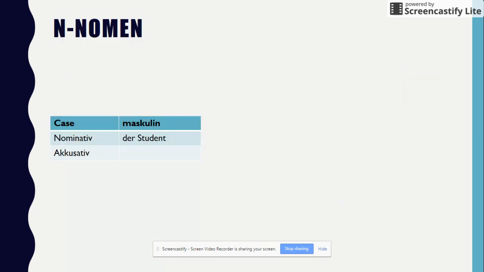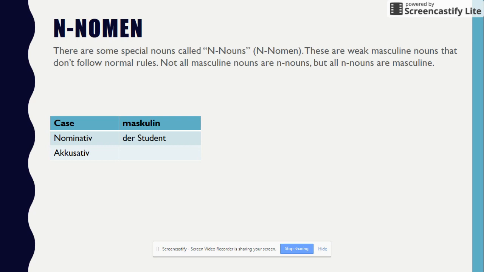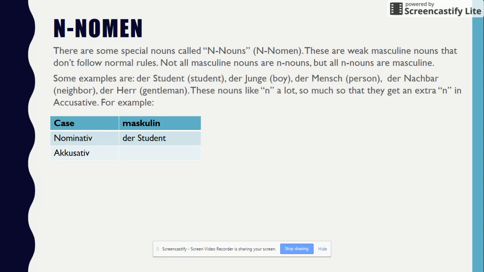The last thing we're going to discuss is N-Nomen. There are some special nouns called N-nouns or N-Nomen. These are weak masculine nouns that don't follow normal rules. Not all masculine nouns are N-nouns, but all N-nouns are masculine. Some examples that we'll see a lot are der Student, der Junge, der Mensch, der Nachbar, der Herr. These nouns like N so much that they get an extra N in the accusative. For example, in nominative, student is der Student.